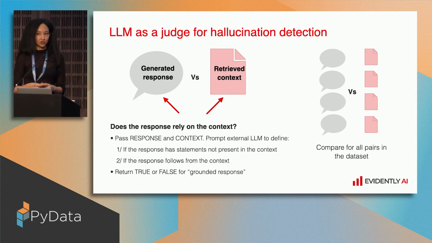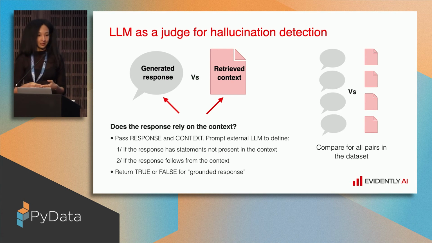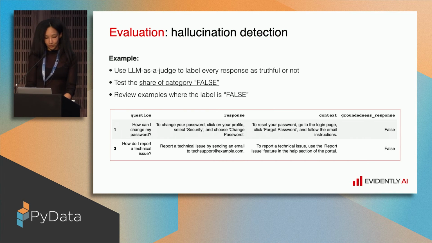Or you can try to check and ask the LLM whether the response follows from the context. This is also an option, but yeah, it takes some effort to write a pretty nice prompt to actually check that from the LLM. But such a comparison can return true and false, and then you can just calculate the share of true, right, and see how good your new prompt is.